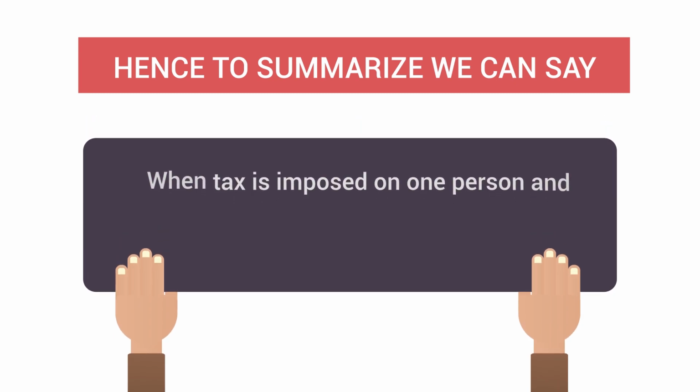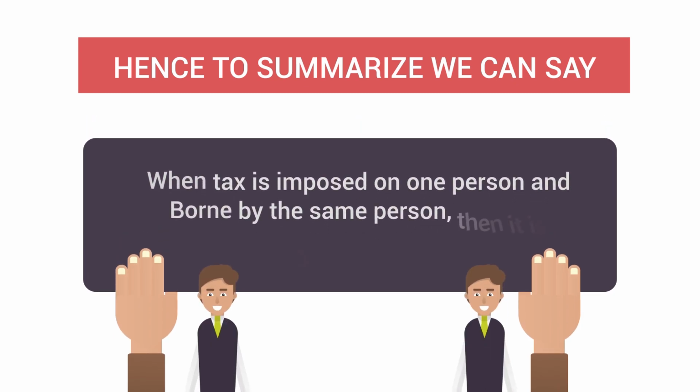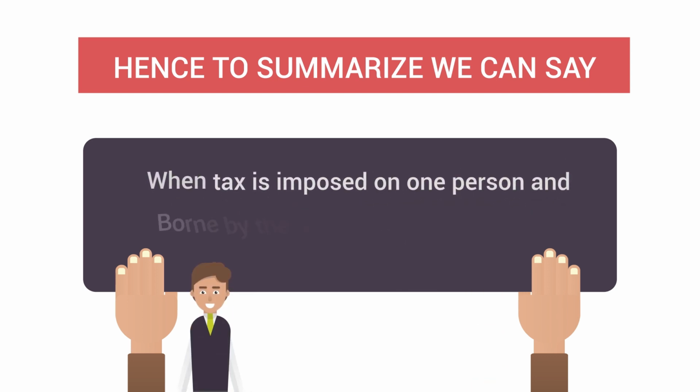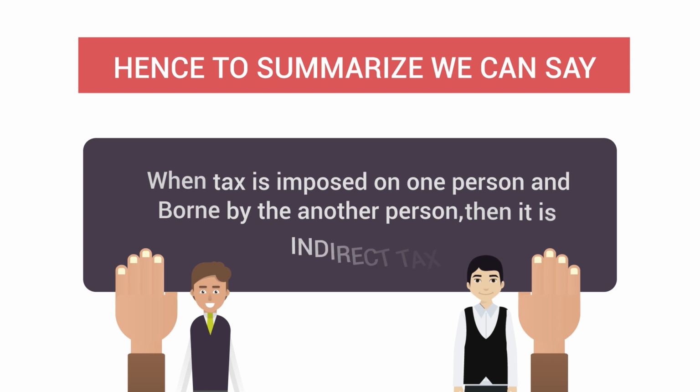Hence, to summarize, we can say, when tax is imposed on one person and borne by the same person, then it is direct tax. When tax is imposed on one person and borne by another person, then it is indirect tax.